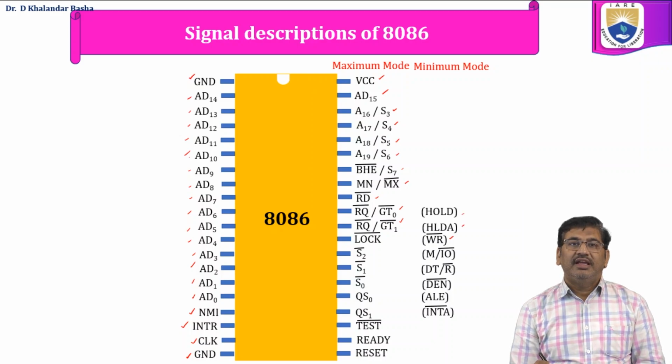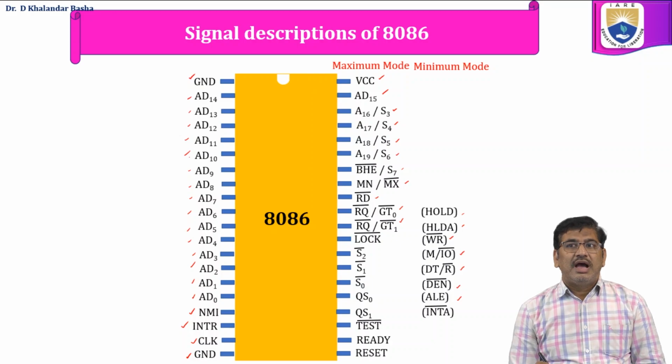HOLD and HLDA are the DMA request signals for bus access in minimum mode. HOLD is a request, and acknowledgement is given on the HLDA line. M/IO bar indicates memory or IO operation. DT/R bar gives the direction of data flow, data transmit or receive. DEN indicates valid data present on the address data bus. ALE, address latch enable, indicates whether these lines contain address information or data information.